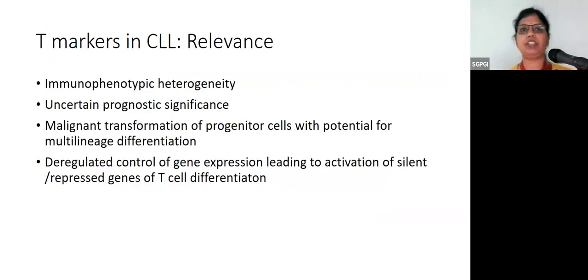So the take-home message for this case is: T markers in CLL, are they really relevant? They just at present depict an immunophenotypic heterogeneity in the B lymphoproliferative disorders. The prognostic significance is still uncertain. Now, how can we explain this? It could be a malignant transformation of progenitor cells with potential for multilineage differentiation, or it could be because of the deregulated expression of genes leading to activation of T cell differentiation genes expression.